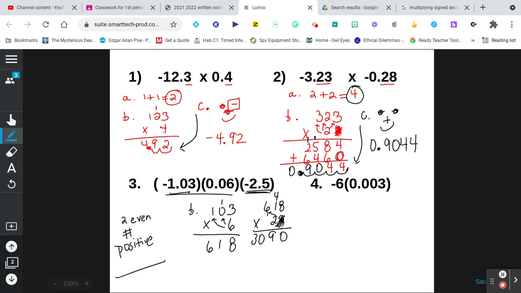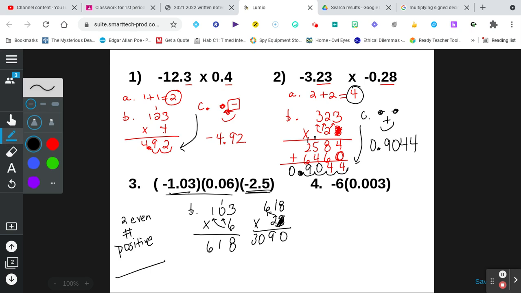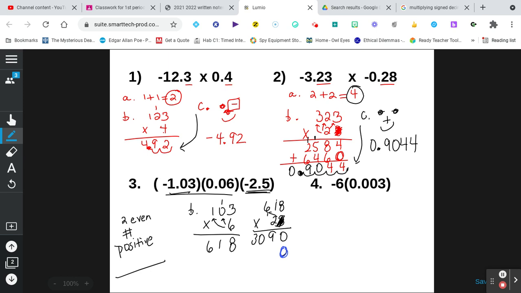I'll multiply by this, and I'm going to get rid of the 4. I've already used it. Put a placeholder of 0 before I start multiplying by the 2. 2 times 8 is 16. Carry the 1. 2 times 1 is 2, plus the 1 is 3. And 2 times 6 is 12. And let's just add up what I have. 0, 15, carry the 1, 4, 5, and bring down the 1.